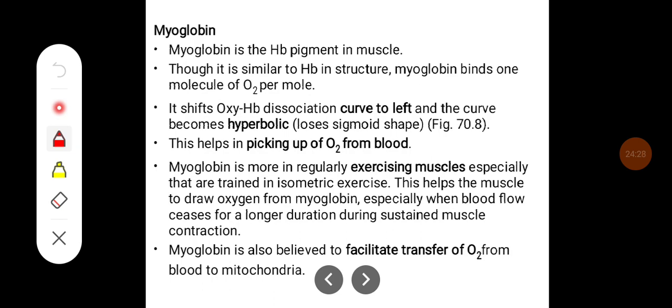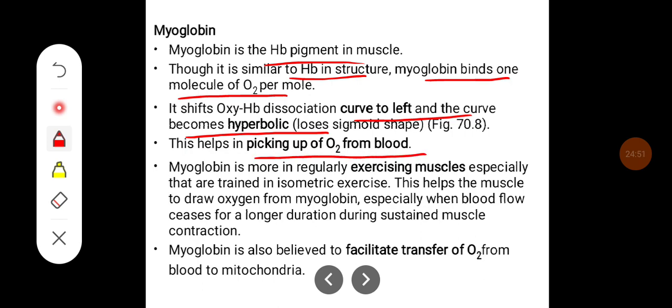Myoglobin is the hemoglobin pigment in the muscle. Though it is similar to hemoglobin in structure, myoglobin binds one molecule of oxygen per mole. It shifts the ODC curve to the left and the curve becomes hyperbolic, so that it loses the sigmoid shape. So this helps in the picking of oxygen from the blood.